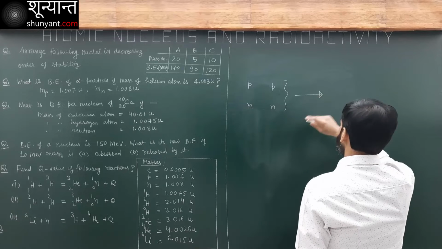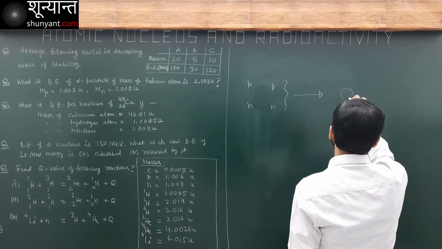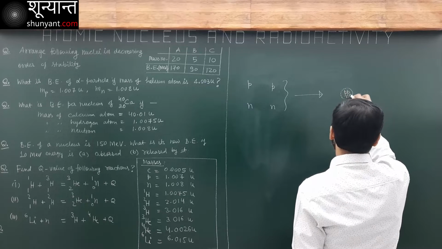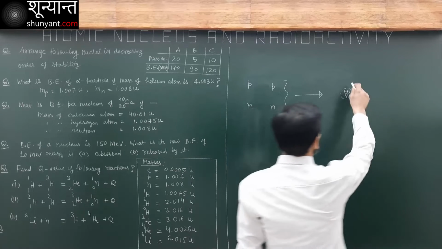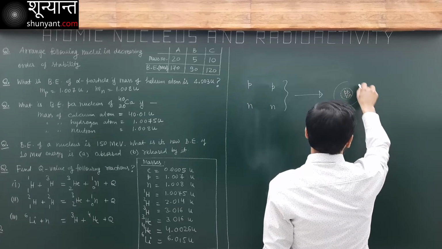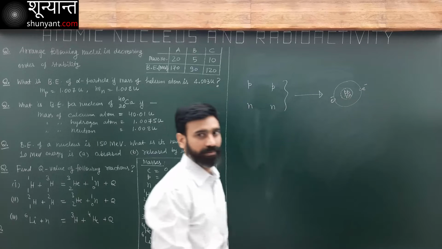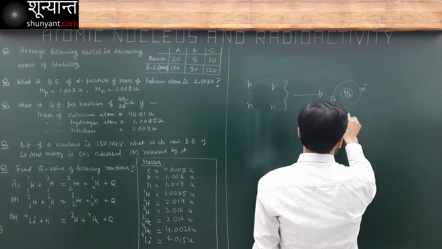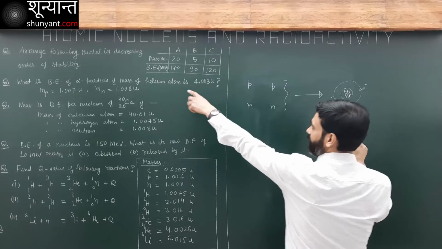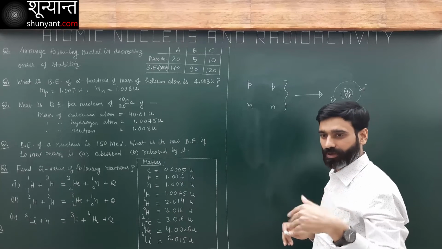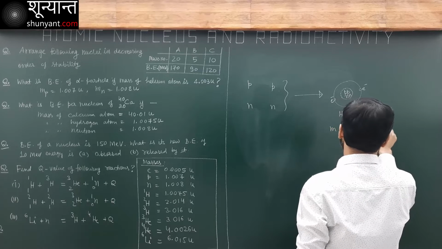Now when I make the nucleus, all of them are going to be inside this nucleus: proton, proton, neutron, neutron. Then I will have these two electrons also, one electron here and one electron here. This is my helium atom. The mass of the helium atom is given. A helium atom is electrons, protons and neutrons, everything together. It is 4.003 u.